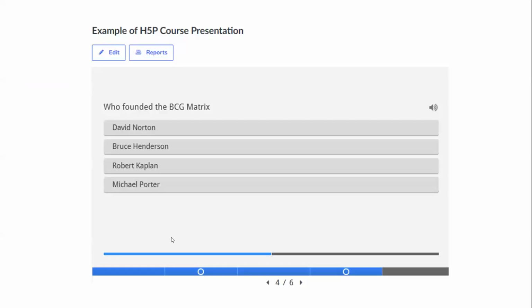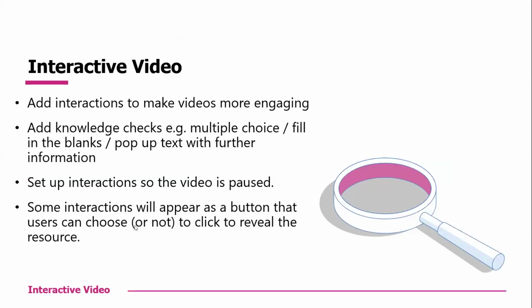In this example, then you can see along the bottom it says 4 out of 6. So we're on slide 4 out of 6 here, and this is just a multiple choice question that's been added on the slide there. So the students can select that and then move on to the next slide.